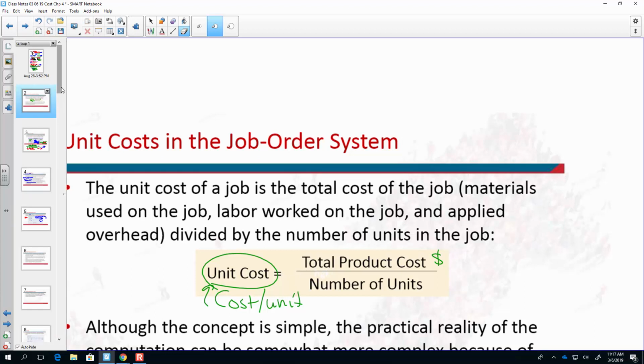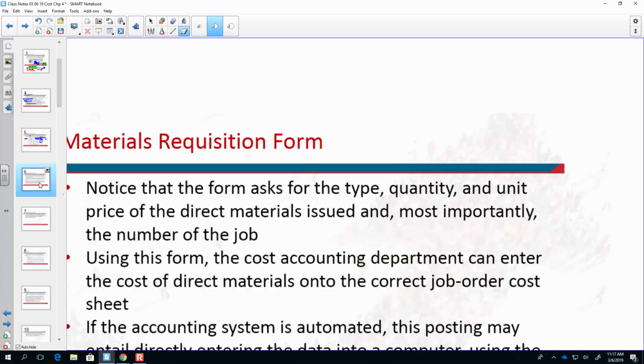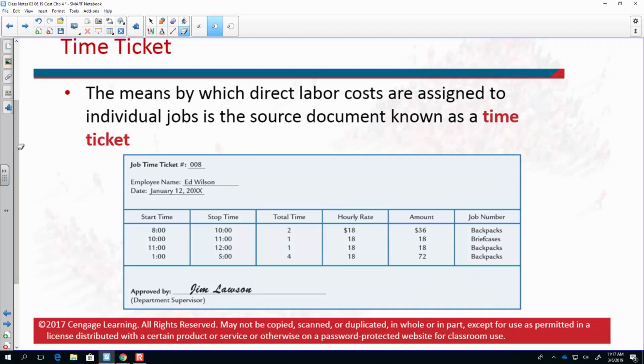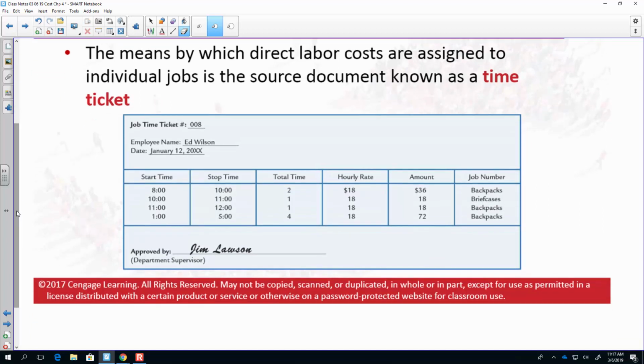What comes after material? Labor. What's my journal entry to record? I'm going to have to do some adding here. 36, 72, 144. What's my journal entry to record this labor time ticket? What do I debit? And please don't say wages.